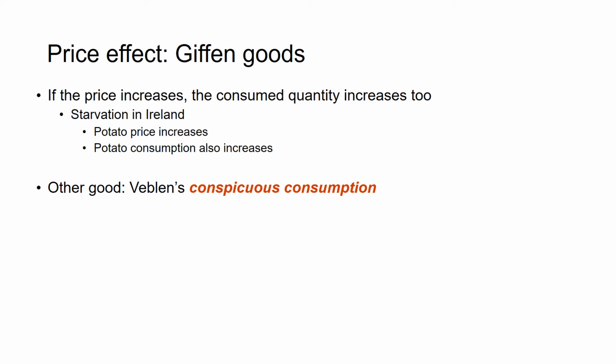Veblen goods are goods that are similar to Giffen goods in the sense that when the price of those goods increases, the quantity demanded for those goods increases. But it has nothing to do with necessity goods. It's actually quite the opposite. Veblen goods are goods that are kind of show-off goods, or they represent some types of conspicuous consumption.